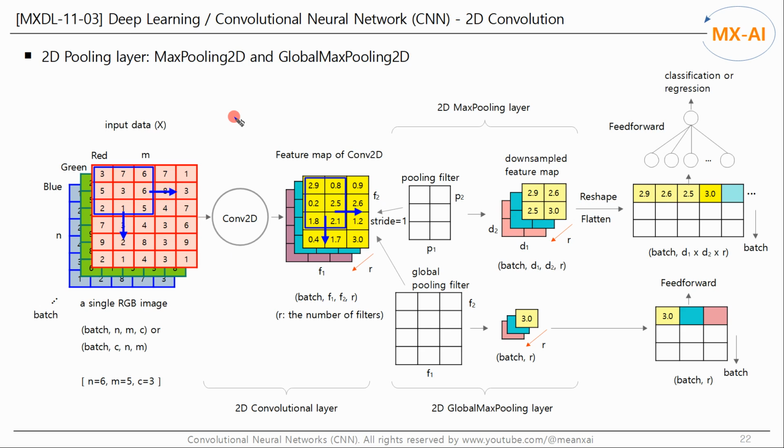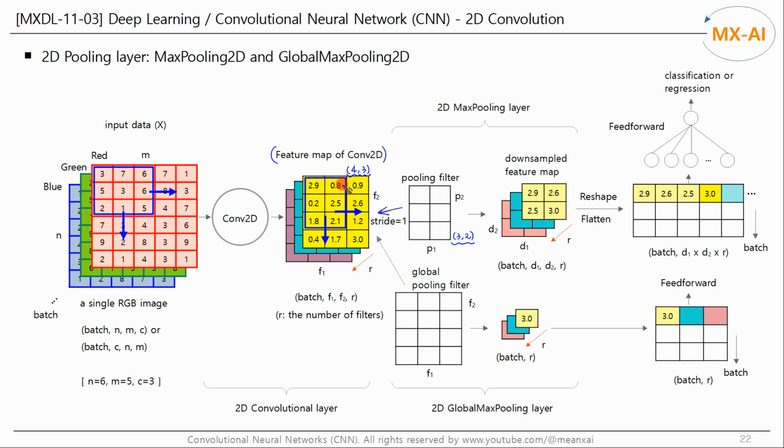Next, let's look at the 2D pooling layer. A pooling layer downsamples the output feature maps of the convolutional layer to produce new feature maps of smaller size. The feature map, which is the output of the 2D convolutional layer we looked at on the previous page, looks like this. In this example, the feature map consists of 3 4x3 matrices. Let's use a 2D max pooling filter of size 3x2. This filter is applied to each matrix in the feature map.